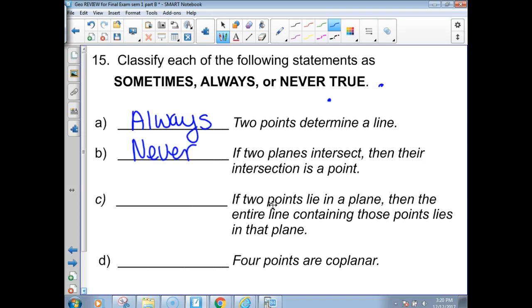They go on forever. All right, if 2 points lie in a plane, do you see these 2 points? They lie in that plane, right? Does the whole line lie in the plane then that goes through them?